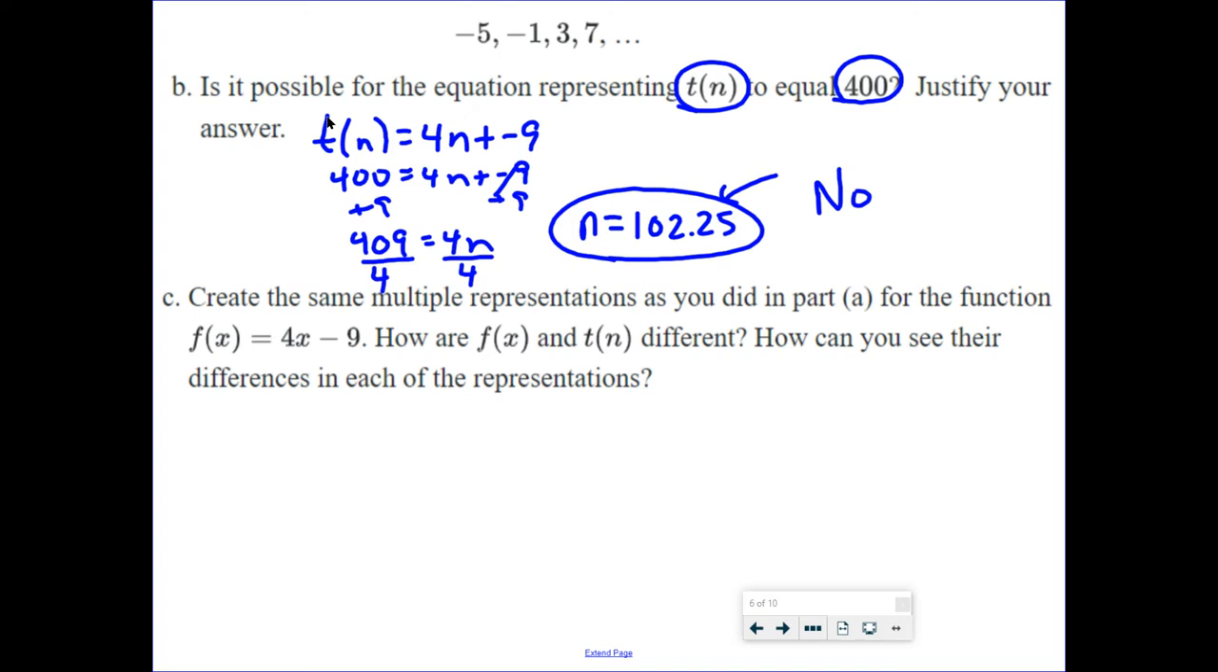All right, what we're going to do now is create the same multiple representations that you did in part A for the function f of x equals 4x plus 9. Okay, so I want a table, a sketch of a graph, and then, well, I kind of already have the equation, don't I? So I guess I don't have to do anything, just a table and a graph. So please just do the table first, and then we'll go into the graph. Again, do the table. When you're done, unpause this video, and we'll see if you got it right.